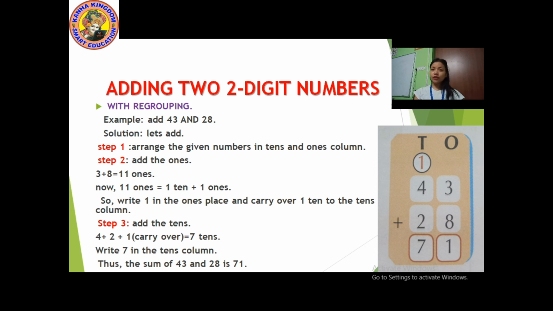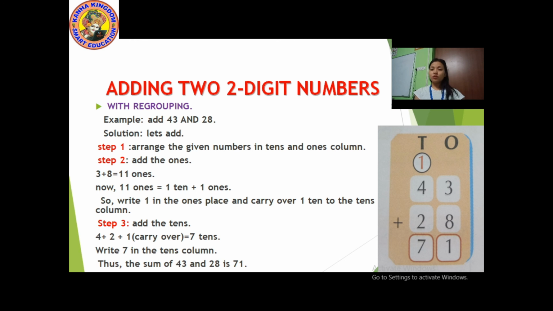But remember that in the second step we carried over 1 ten to the tens column, right? So we should add these three numbers together: 4, 2 and 1. While adding 4, 2 and 1, we got 7 tens. So write 7 in the tens column.